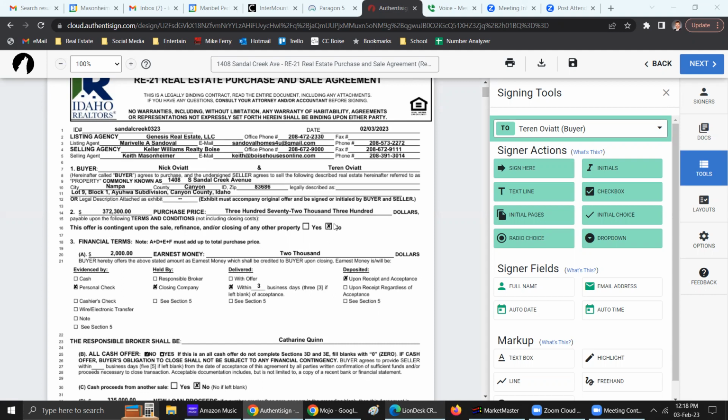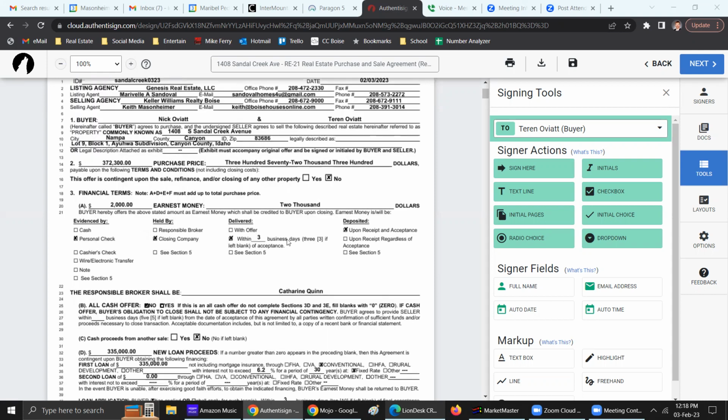For here, obviously, you don't have a home to sell or need to sell, so it's not contingent upon a refinancing or closing. So we check that for no. Same thing, it's not a cash offer down here, or you're not getting cash proceeds from another sale. So those are pretty obvious.